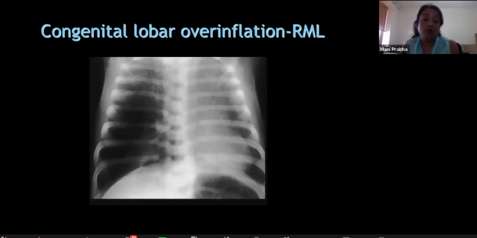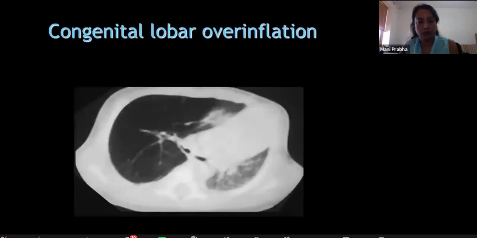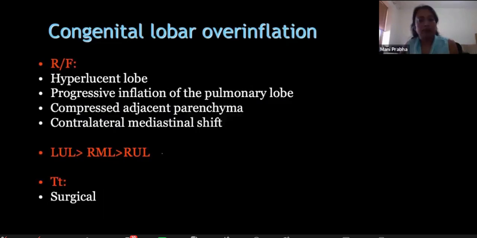we can do ultrasound just if you are suspicious about CCAM or congenital diaphragmatic hernia. But if that is not on your differential list, then you would straight away proceed for CT. So CT, you can see that the lobe is expanded and going on to the other side.